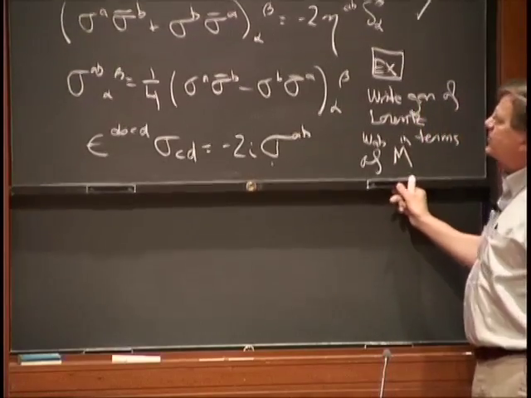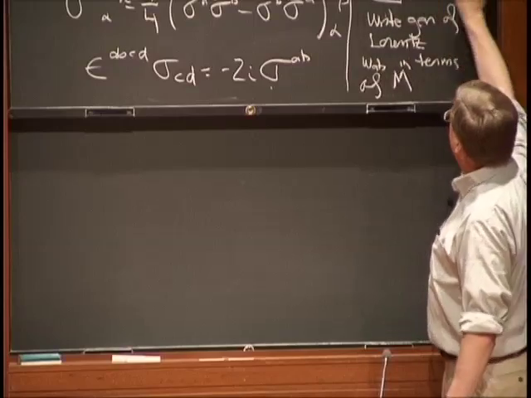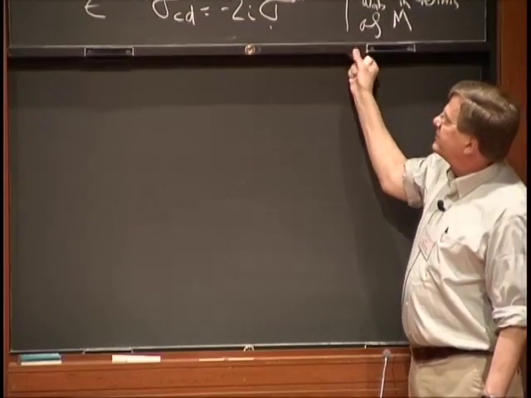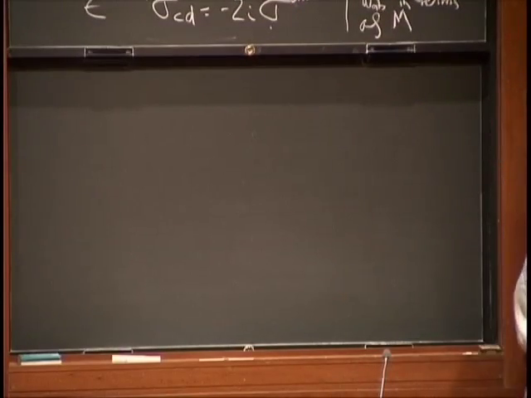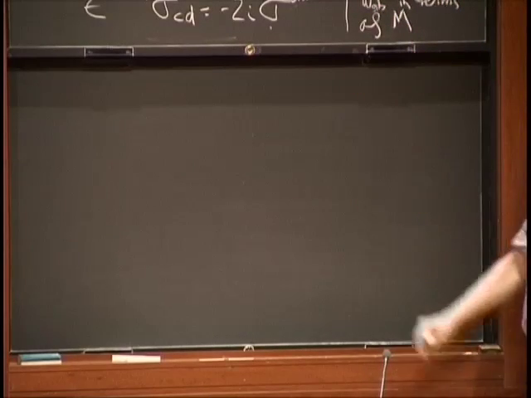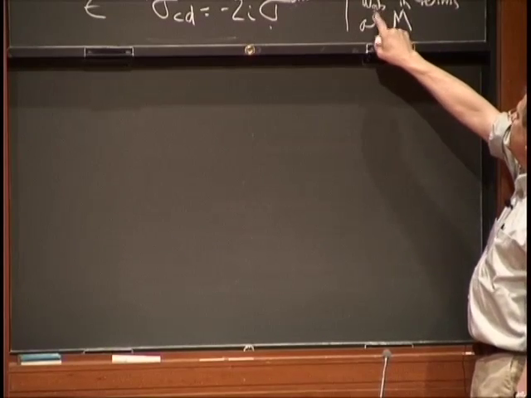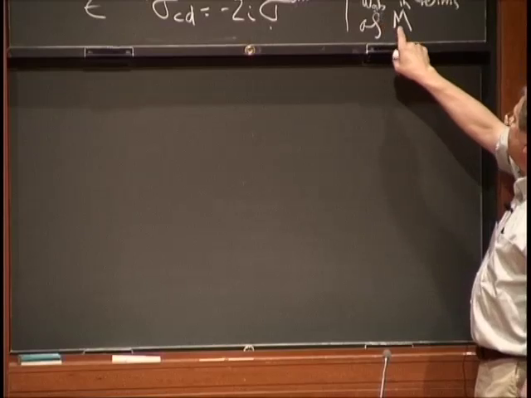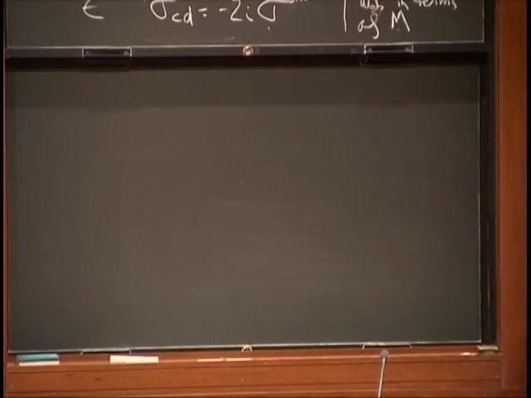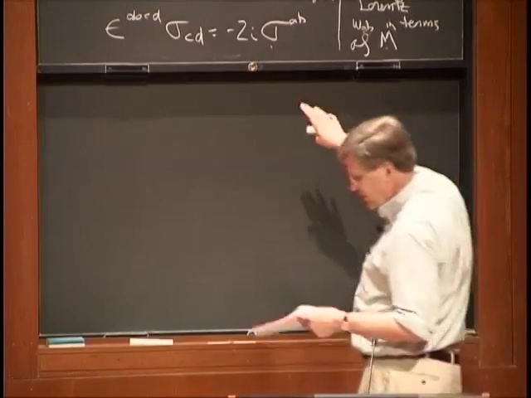Right. That's too small. Everything else was big enough? So I have this thing called sigma^AB. I'd like you to use that to write the generator of a Lorentz transformation, which is a real 4x4 anti-symmetric matrix, in terms of the matrix M. It can be done, and you use relations like this. Okay.